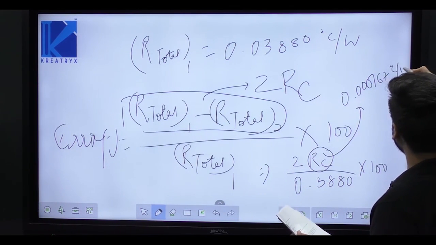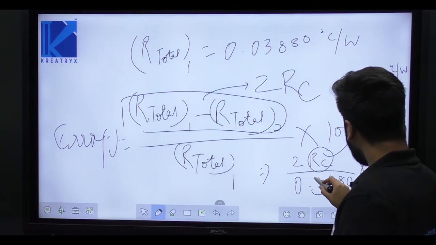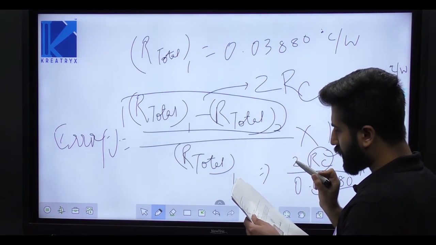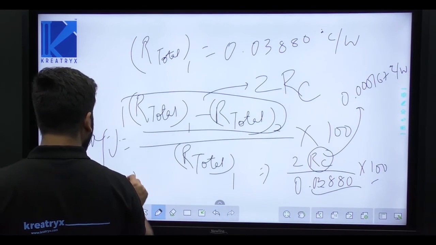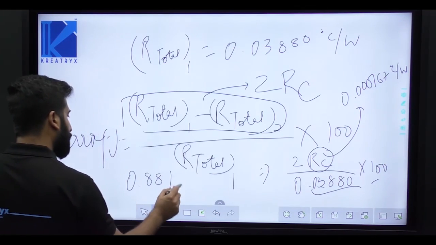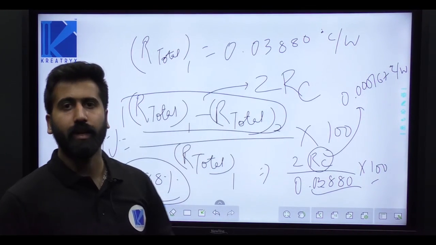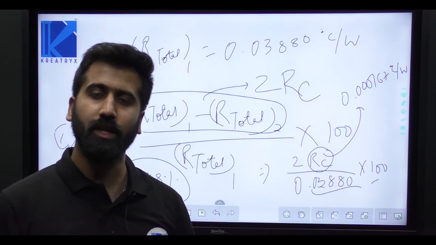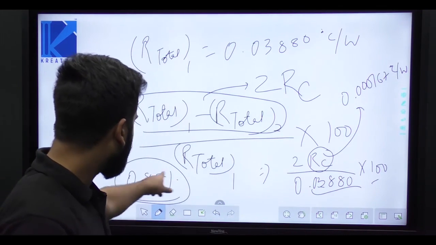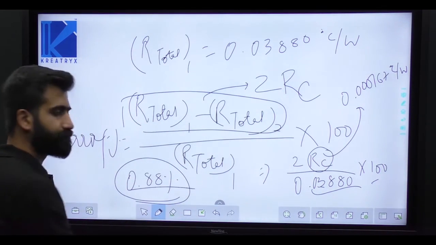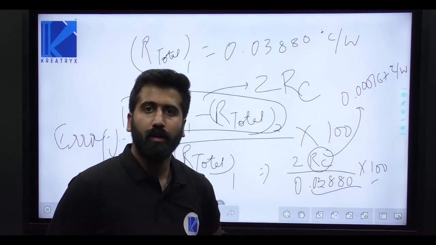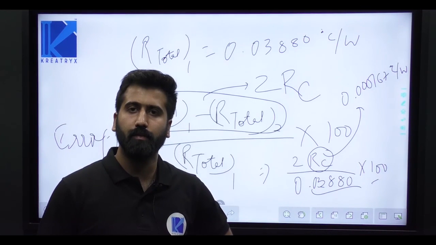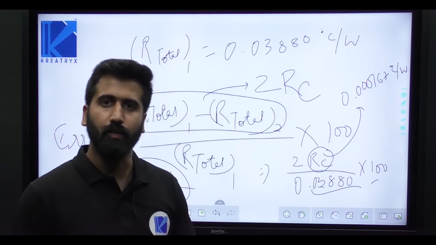The value of RC, that is the contact resistance, will be 0.0000167 degrees Celsius per watt. Solve it, and the percentage error will be very small, that is 0.88%. And this is why in some cases we ignore the thermal contact resistance. This is the reason. Okay, so this is all for this video. We'll solve some more questions from the chapter Conduction in the third video. Okay, thank you.